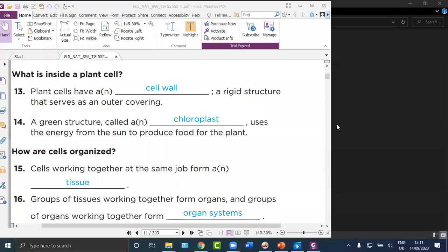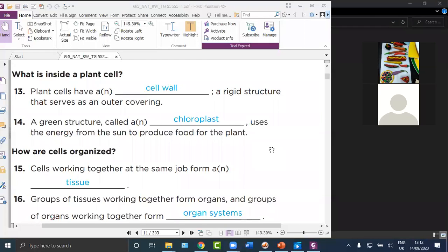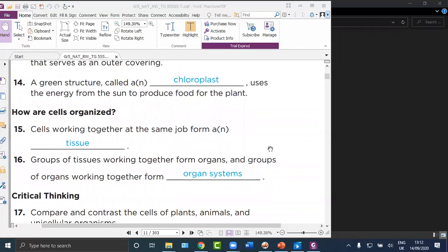Rayyan. Yes, Mister. Read. Number 16. Groups of tissues working together form organs, and groups of organs working together form organ systems. Perfect, excellent. Now, critical thinking.